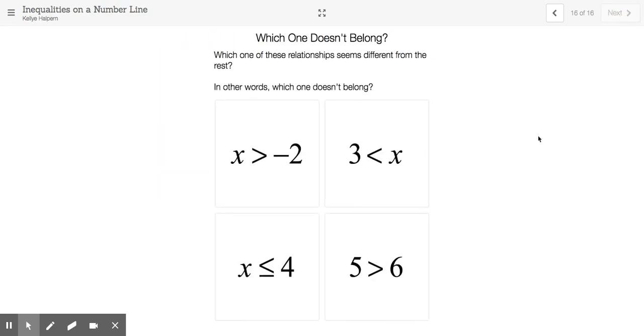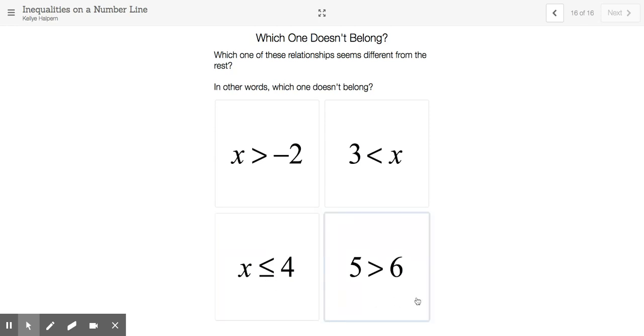For which one doesn't belong, they could all be argued for different reasons. Some arguments for the top left is that this inequality is the only one that contains a negative value. The argument for the top right might be that the variable is on the right-hand side instead of on the left-hand side. An argument that might be made for the bottom left is it's the only symbol that has the possibility of being equal with the line under it.